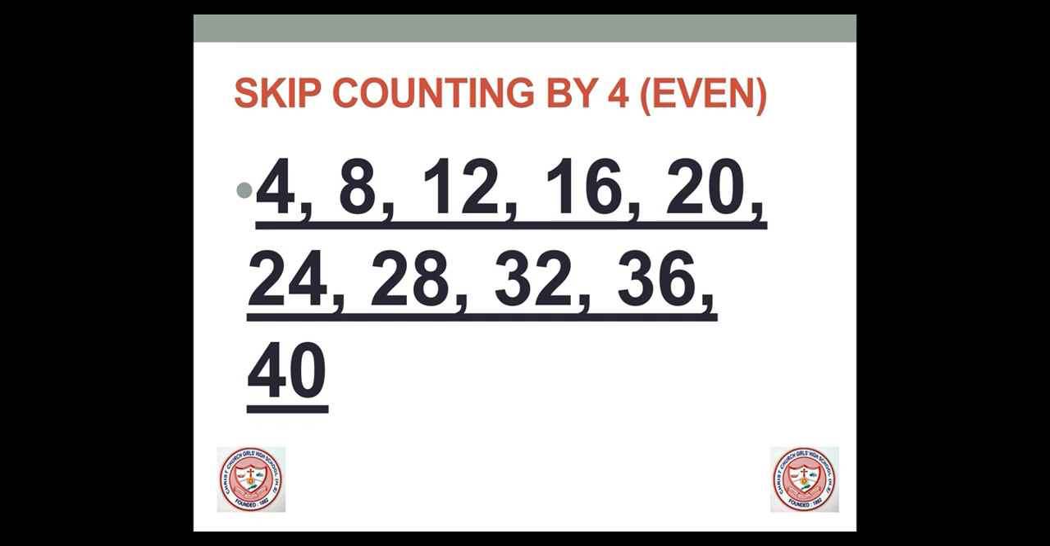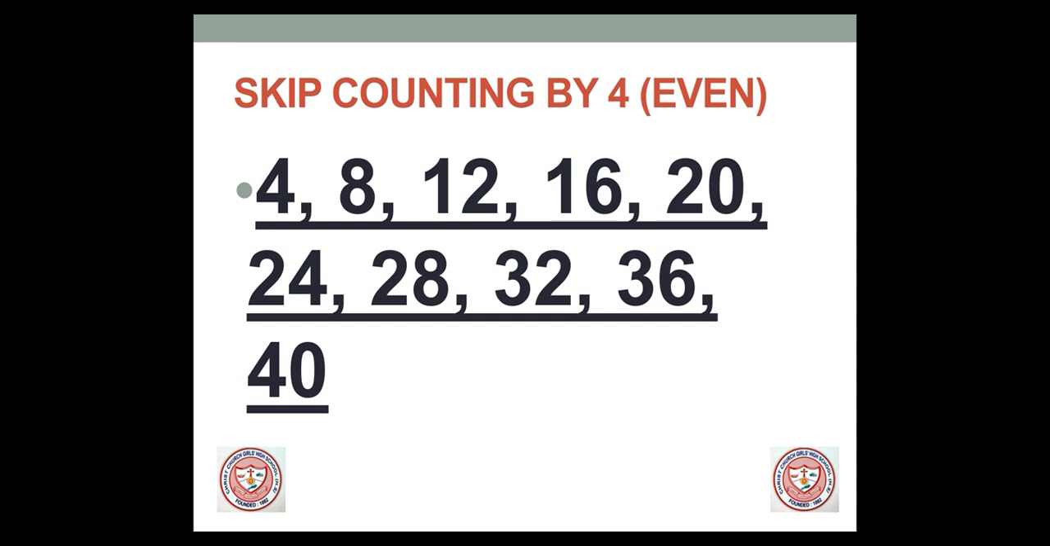Skip counting by 4. We add number 4 for each step of counting. Suppose we start counting from 4, then skipping the count by 4 for each step we can write as 4, 8, 12, 16, 20, 24, 28, 32, 36, 40 and so on.